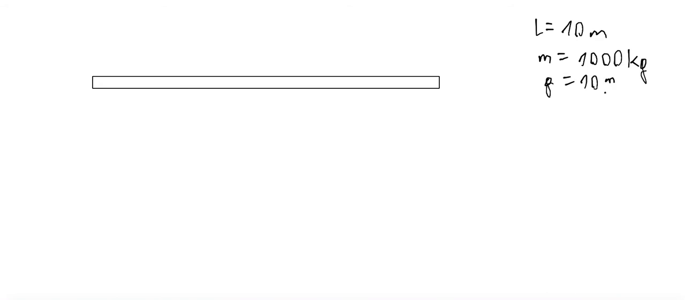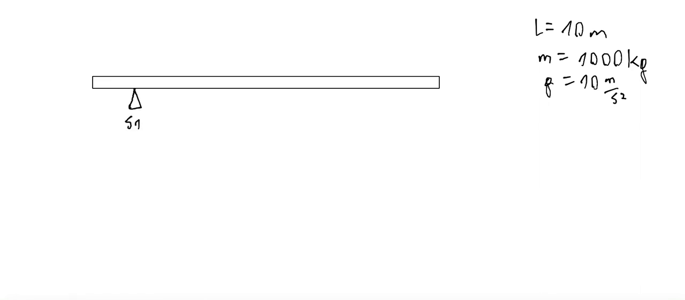Let's imagine again that you have a uniform rod of given length. Let's imagine that the length of this is 10 meters, and the mass of this is 1000 kilograms. Let's use g equals 10 meters per second squared. And let's imagine that this rod is suspended by two supports.